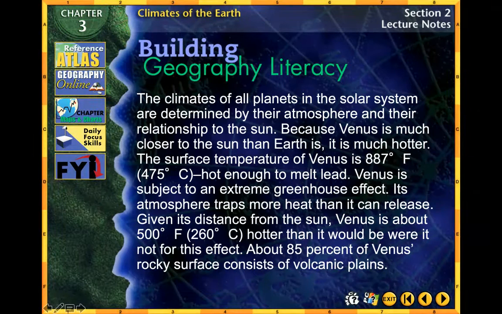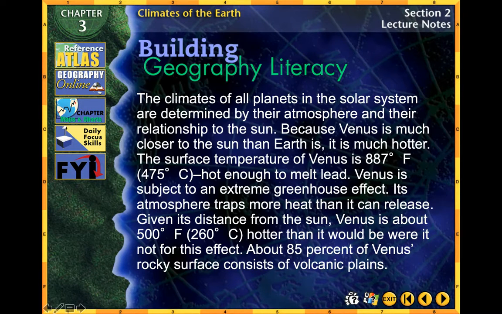Now, every climate, and pretty much all the climates on every planet, is affected by both the atmosphere and the relationship to the sun. For example, Venus is much closer to the sun than Earth is, and it's also a much hotter planet. The surface temperature of Venus is 887 degrees Fahrenheit, which is hot enough to melt lead. It also has an extreme greenhouse effect because it has a very, very dense atmosphere that traps more heat than it can release. And because of its distance from the sun, it captures a whole lot more heat. It's about 500 degrees hotter than it would be if it were not for this effect.